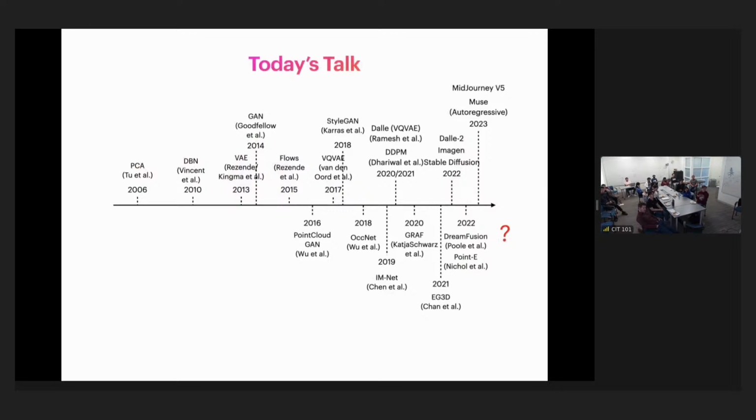And in today's talk, I want to talk about, on the 3D side, how do we go from here, right? Now we have DreamFusion and Point-E, which are pretty impressive, but they're not quite there yet. So I want to talk about what's next.